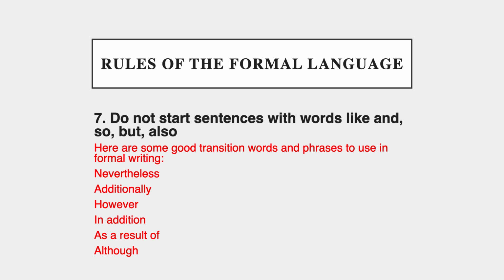Seventh rule, do not start sentences with words like and, so, but, also. Here are some good transition words and phrases to use in formal writing. Nevertheless, additionally, however, in addition, as a result of, although. You can use these words instead of previously mentioned words.